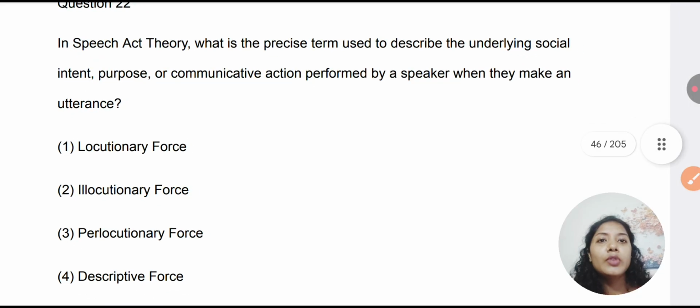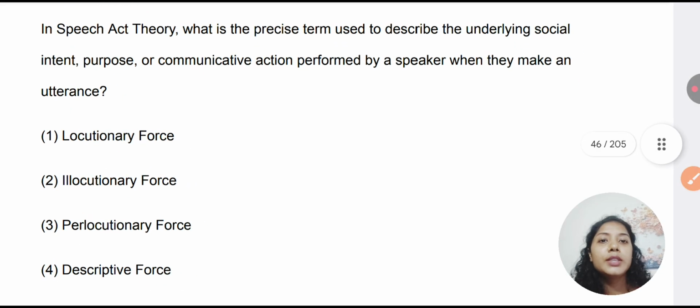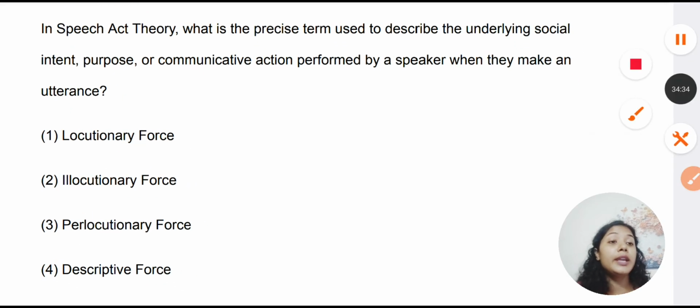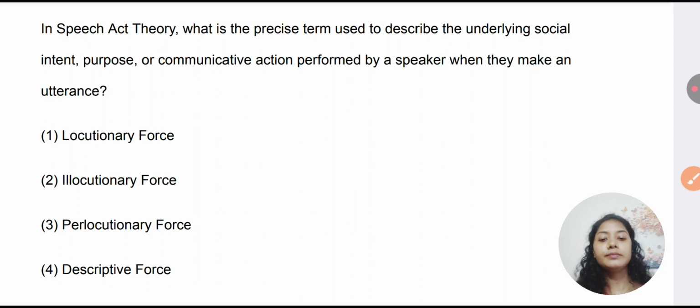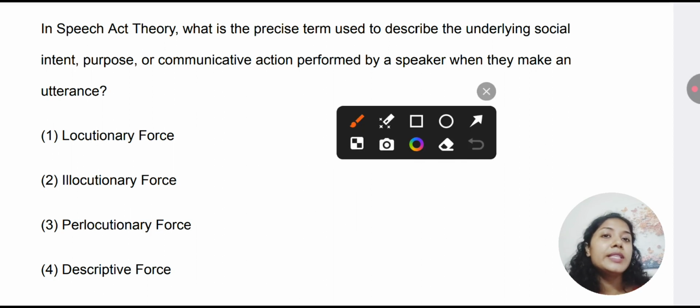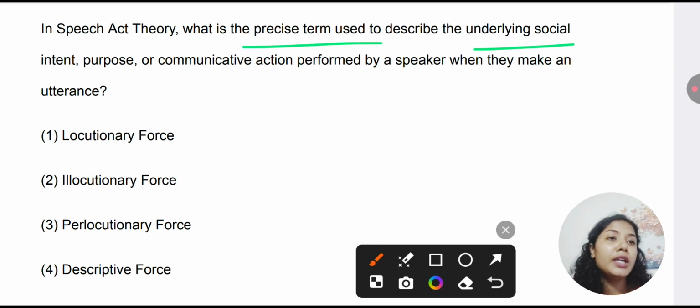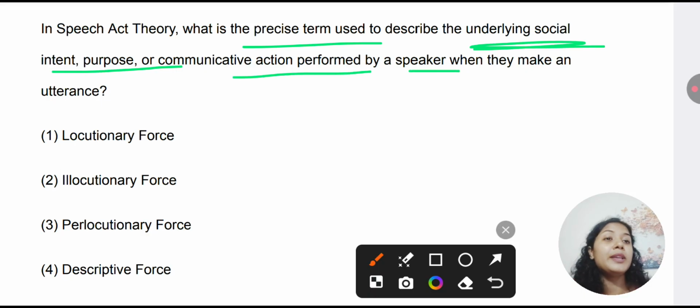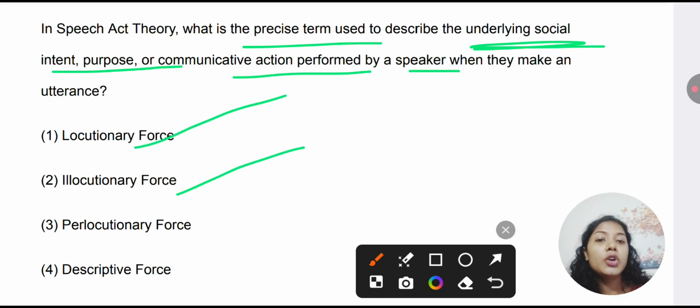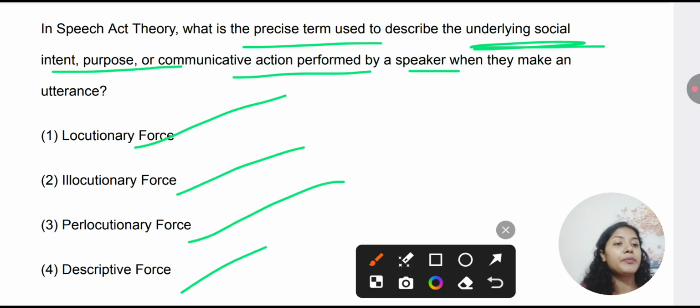Okay, so this is the question. Now based on this you must give the correct answer seriously. Immediately comment your answer. The question is, in speech act theory, what is the precise term used to describe the underlying social intent, purpose, or communicative action performed by the speaker? Locutionary, illocutionary, perlocutionary, or descriptive?